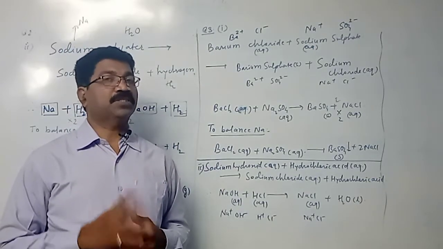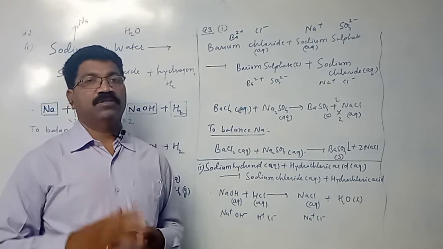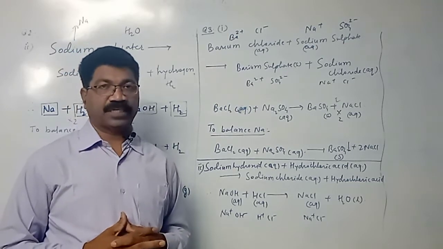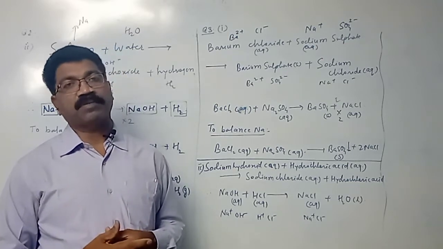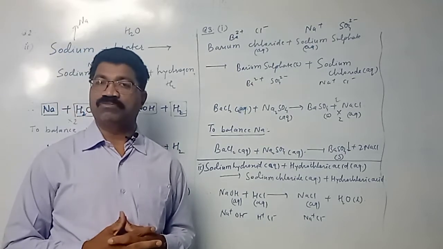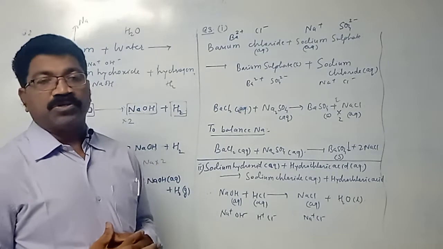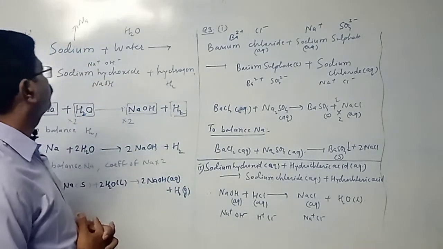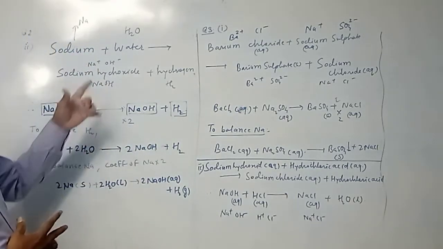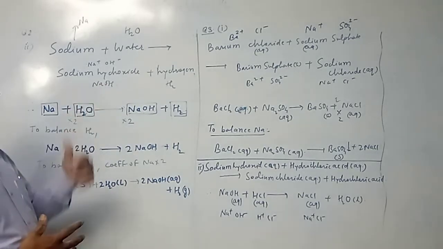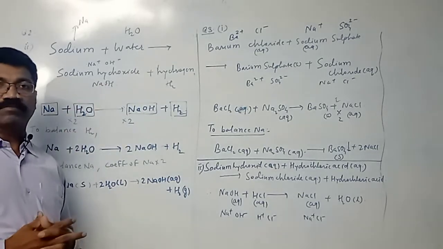So yesterday we have seen two balanced reactions. Now the rest of the balanced reactions from that exercise we have to see now. It is on page number 6. So what is asked? Sodium and water react to produce sodium hydroxide and hydrogen.